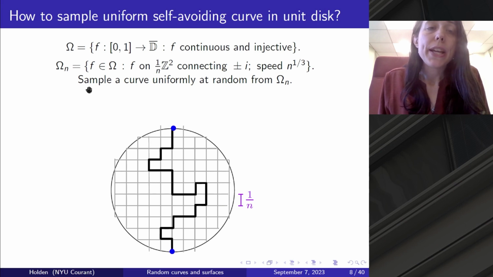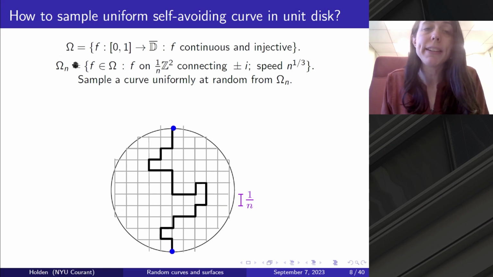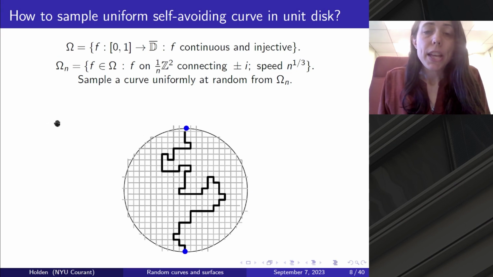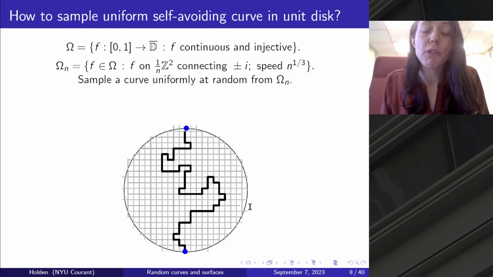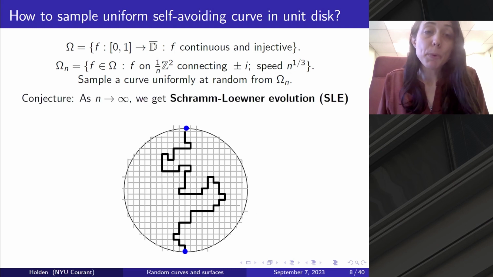So we have defined our set Omega_n of such discrete curves, and we sample a curve uniformly at random from this set Omega_n. So here I've done it for one choice of n, and here I've done it for some larger choice of n. And then it is believed, but actually not proven, that when n is sent to infinity, the random curve sampled in this way converges to the random fractal curve that we call the Schramm-Loewner evolution.